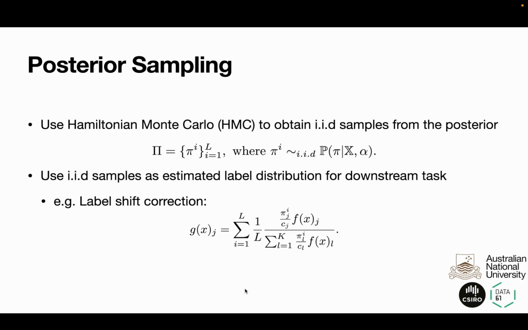Apart from the MAP estimate, we also propose to use a special type of MCMC, the Hamiltonian Monte Carlo method, to obtain IID samples from the posterior. The samples can then be used as an estimation of pi for downstream tasks.